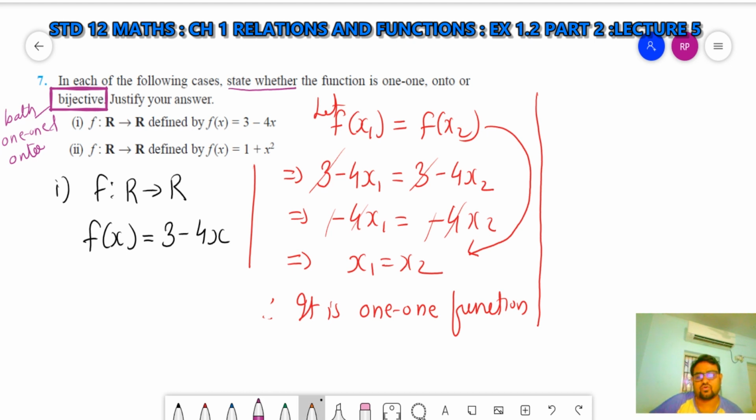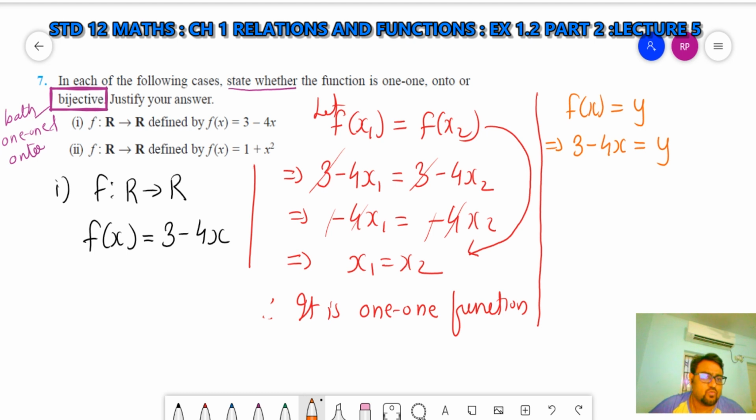Now for onto function. Okay, now see what you have to do for onto function. Whenever there is a square, it is different, but here it's not a square, it's 3 minus 4x. Clear? Now, obviously, when it is R to R, for every y you will have one x such that f(x) is equal to y. Okay, so we'll prove it theoretically. We will take f(x) is equal to y. So what does that imply? 3 minus 4x equals y.